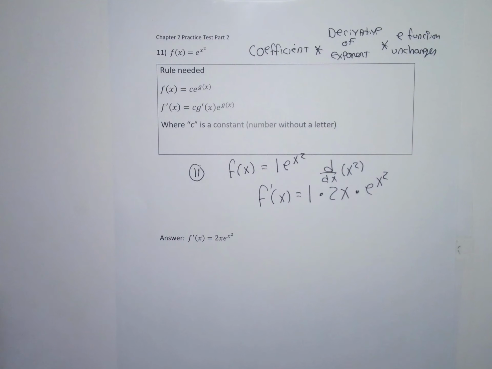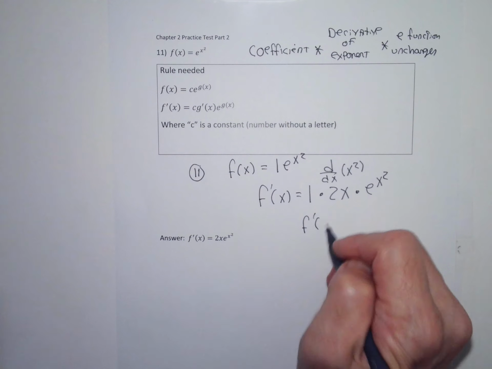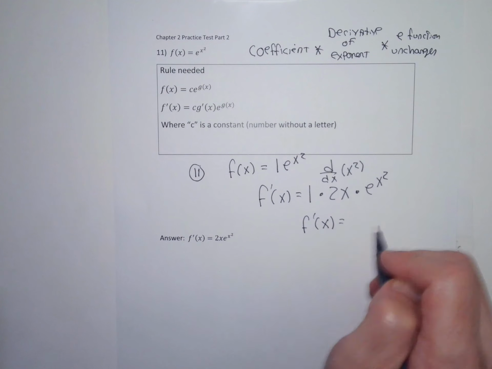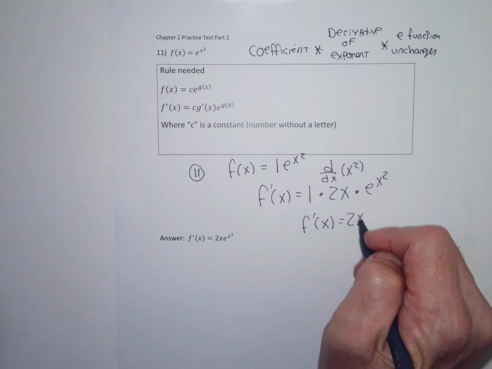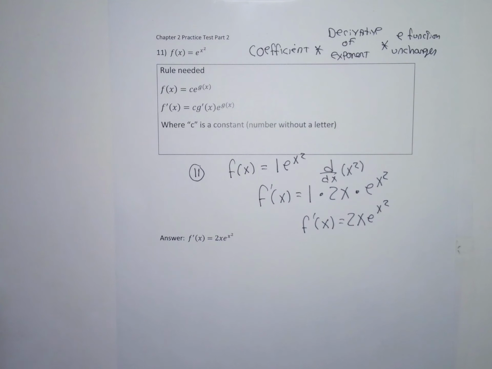I don't subtract exponents for e's. And this 1 times 2x is just 2x. Insisting on the coefficient of 1 made me have to do an extra step here. But it's fine. But you don't need to put the coefficient of 1 if it's not part of the problem.